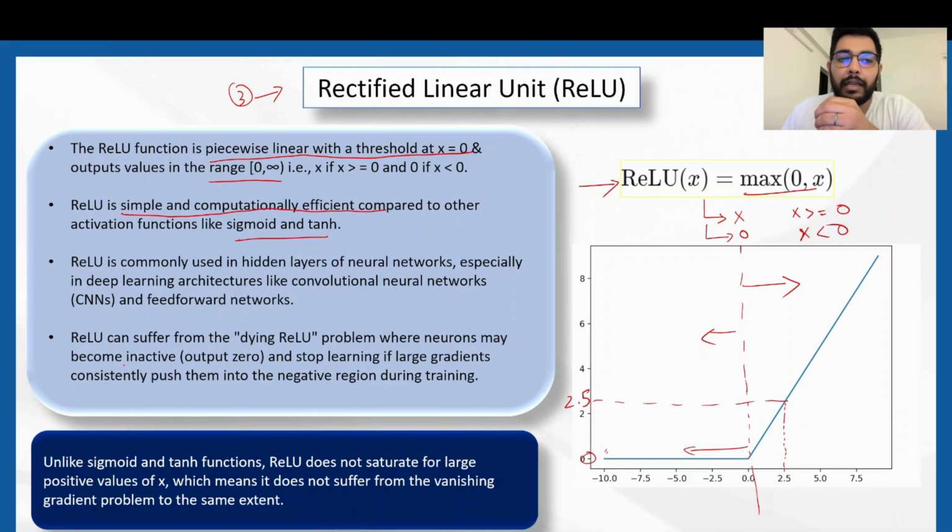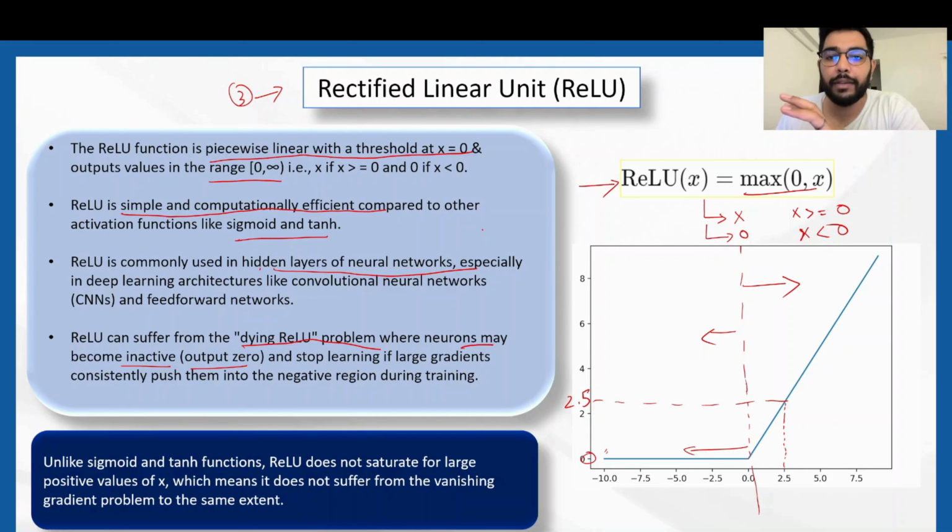ReLU is commonly used in hidden layers of a neural network, especially in deep learning architectures like convolutional neural networks for image processing. The problem with ReLU is it sometimes suffers from the dying ReLU problem, where the neurons may become totally inactive and output a value of 0. Let's try to understand how and when this happens. As we already know, the ReLU activation function outputs a value of 0 if the input to the activation function is less than 0, right?